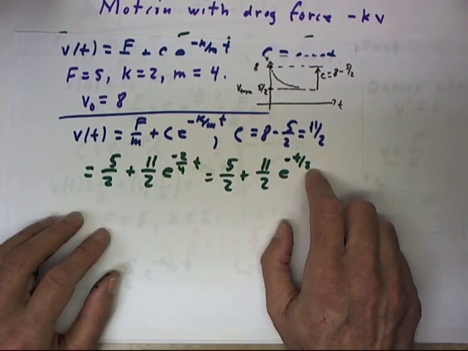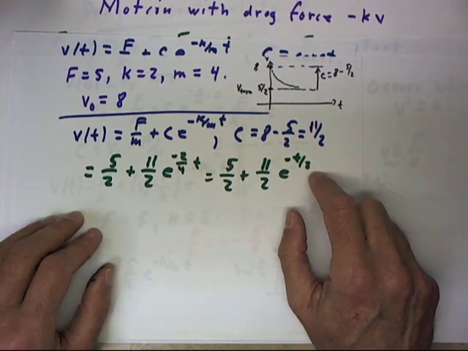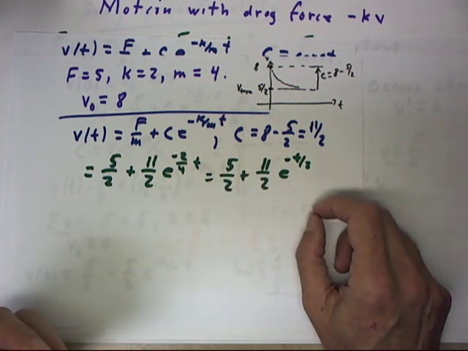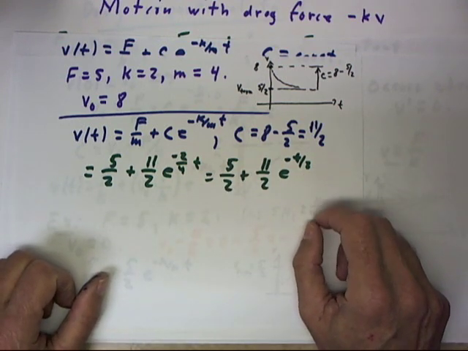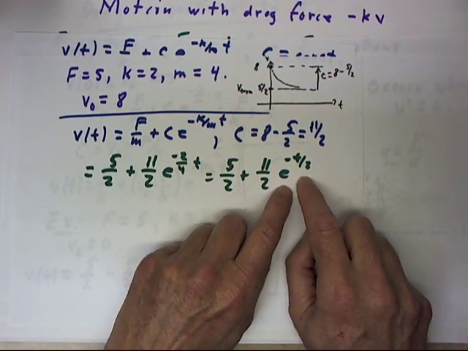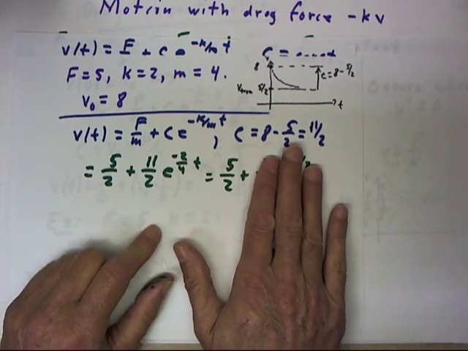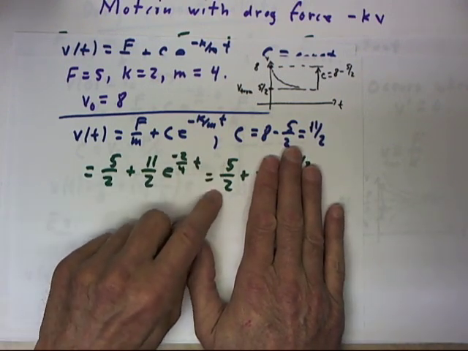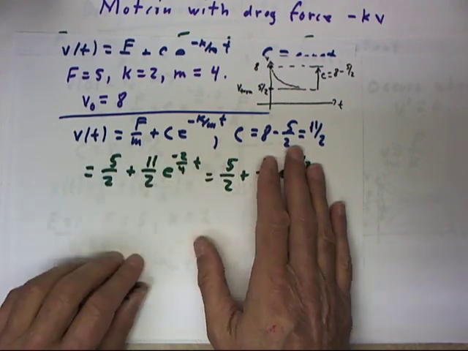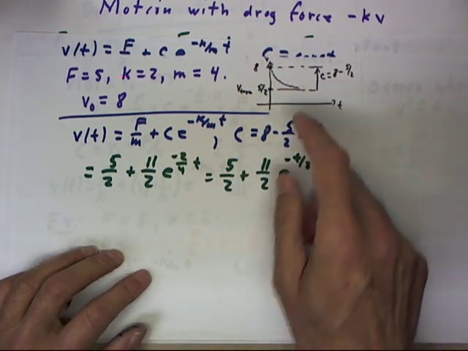As t approaches infinity, let's see if I can say this right for a change, e to the negative t over 2 becomes e to a negative large power, which is 1 over e to a positive large power, which is 1 over a very large number, which approaches 0. So this number, fairly rapidly in fact, approaches 0, and this whole term goes away, leaving us a velocity of 5 halves, so that as t becomes large, we approach the expected terminal velocity of 5 halves. And this is all consistent with the picture.